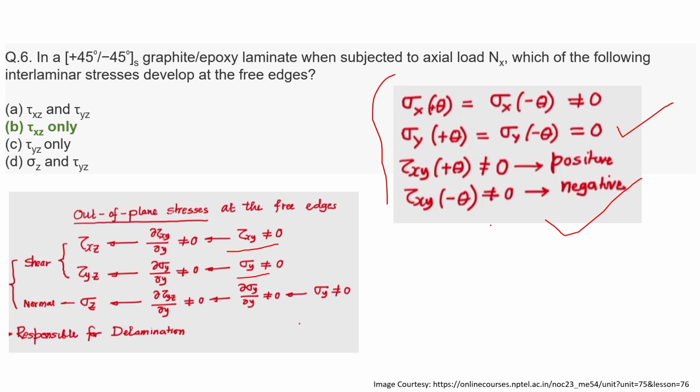So tau xy value we know, so we will get tau xz. Sigma y value is equal to 0, so we will not get tau yz. And sigma y value is again equal to 0, so we will not get sigma z. So from this condition you see the interlaminar stress that we will get is only tau xz. So that will be the answer: tau xz only.